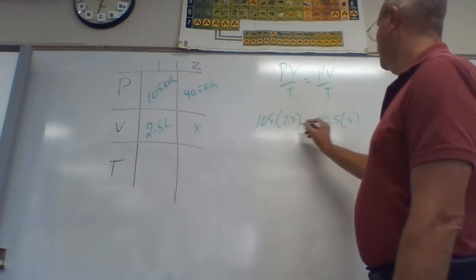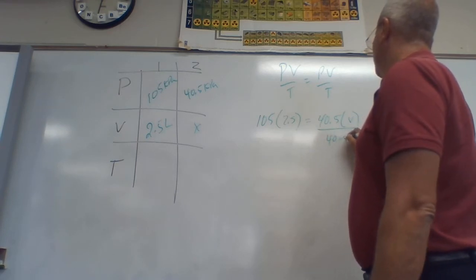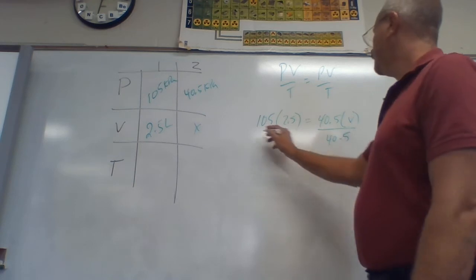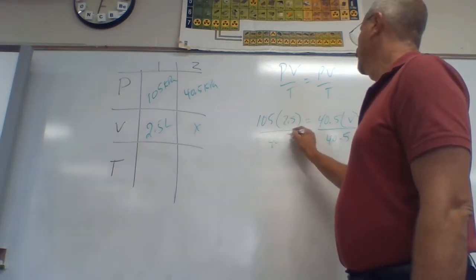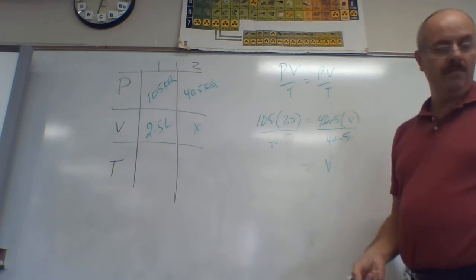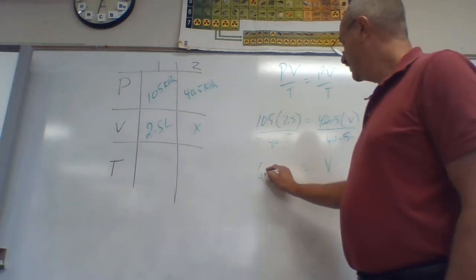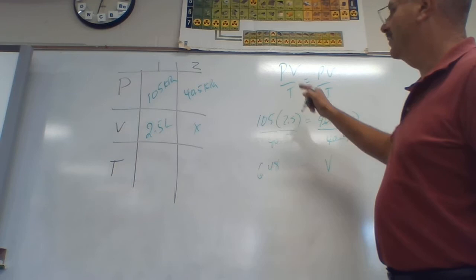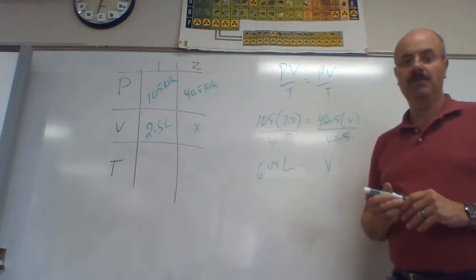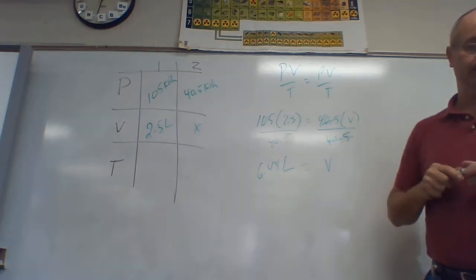So when you multiply this, I have to divide both sides by 40.5. Whoops, make that 40.5. So that lets me get rid of that, makes me V. And if you do the math on that, you're going to get 6.48. And what were we trying to find out? Volume, which was in liters. So 6.48 liters is the answer.